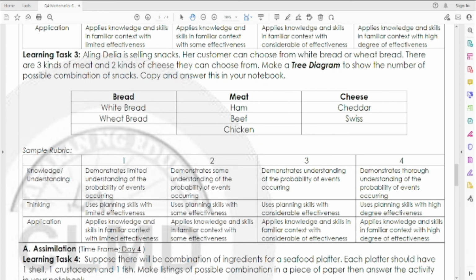Then for this activity, we have sample rubrics. We have also the knowledge, understanding, thinking, and application. And if you want to get a higher score, you can observe this in your output. Demonstrate your understanding of the probability of events occurring. And even in application, you also reach 4 if your task applies knowledge and skills in familiar context with a high degree of effectiveness.